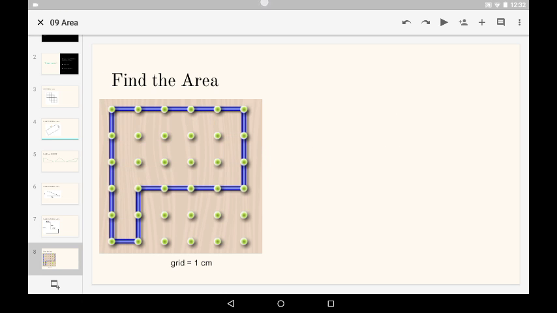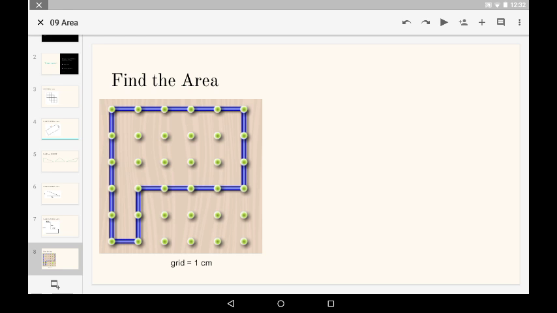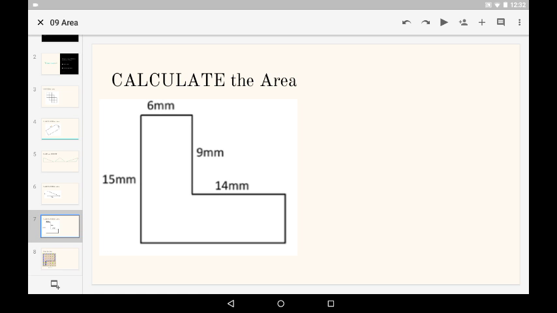You could also look at this the same as the last question, where you split it into two rectangles. Well, the area of this one is 2 square centimeters, and the area of this one is 1, 2, 3, 4, 5 times 3, which is 15 square centimeters, and again we get the total of 17 square centimeters. But if it's something like this, you don't have to show all your calculations unless you want to. All you have to do is add it up. With something like this, you definitely have to show all your calculations.